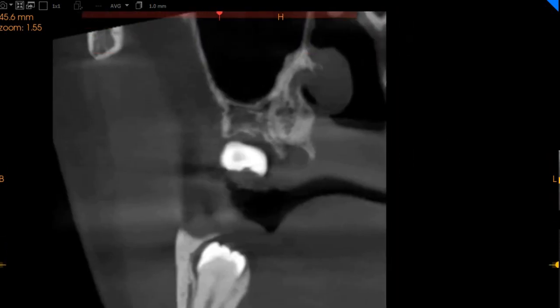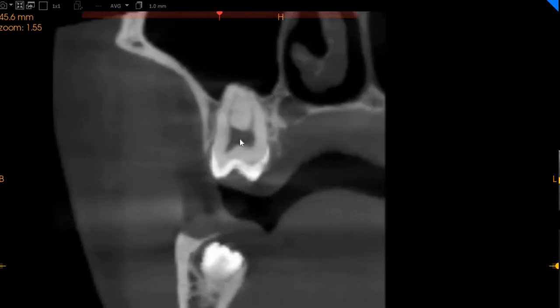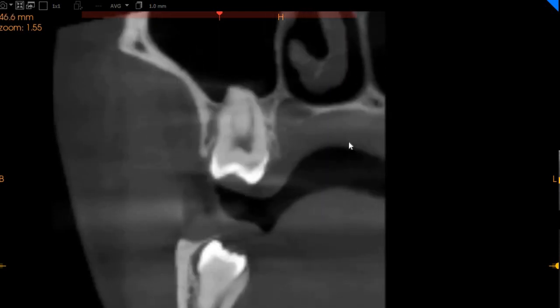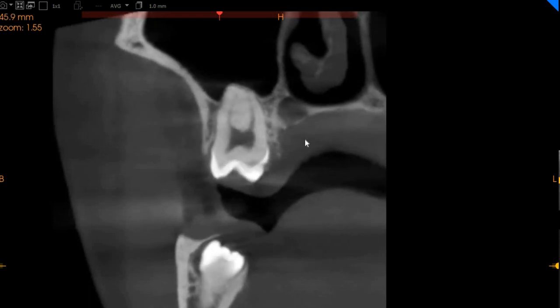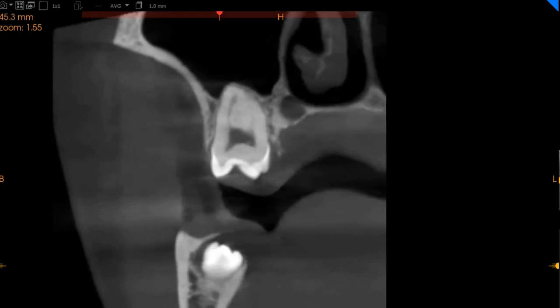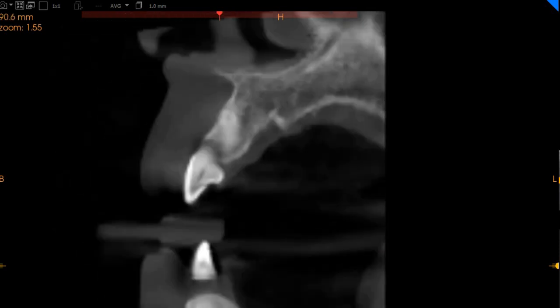Showing you the upper right wisdom tooth as well at the same time. The upper right wisdom tooth does not have any periapical radiolucencies. It's not causing any sinusitis. We only see that it has fused roots altogether. So that should not be a problem when extracting this tooth, and it does not show any cystic lesions around it.